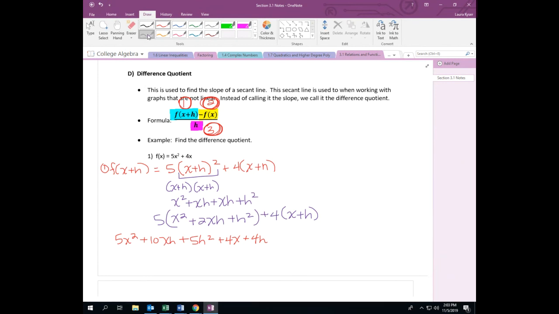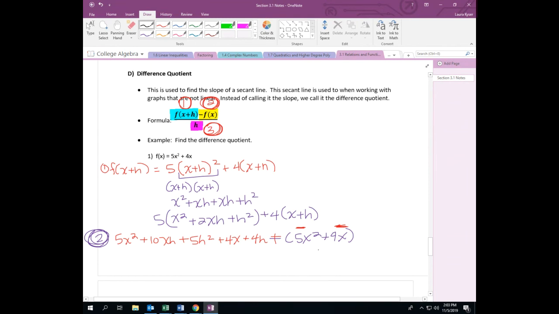Second step says subtract out the original function. Minus the original function is 5x squared plus 4x. This is step 2. Now, when I do that, subtracting a polynomial means this negative is going to distribute in here. And it's going to turn this into a negative 5x squared and a negative 4x. Now, that's going to be helpful because these two terms are going to end up canceling some stuff out.